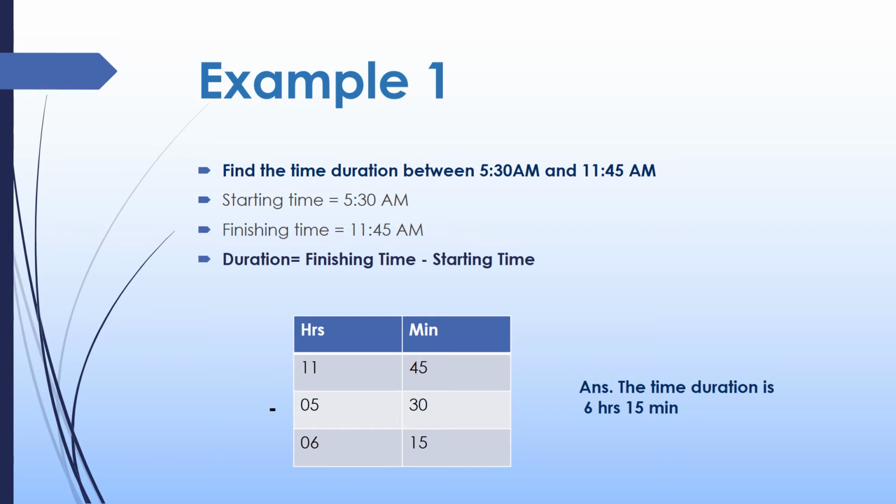Finishing time is 11:45, 11 in hours column, 45 in minutes column, and starting time is 5:30. So you change it into 24-hour clock time, that is 0530. So hours is 05 and 30 is in minutes column. Now you subtract: 45 minus 30 is 15 and 11 minus 5 is 6. So the time duration is 6 hours 15 minutes.